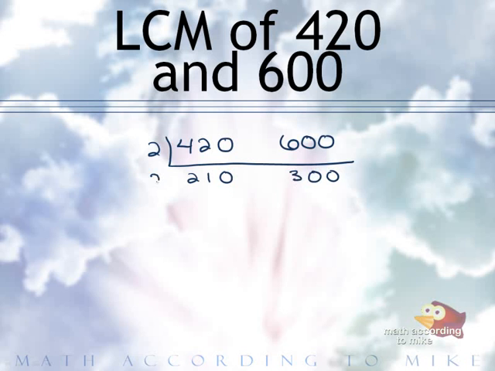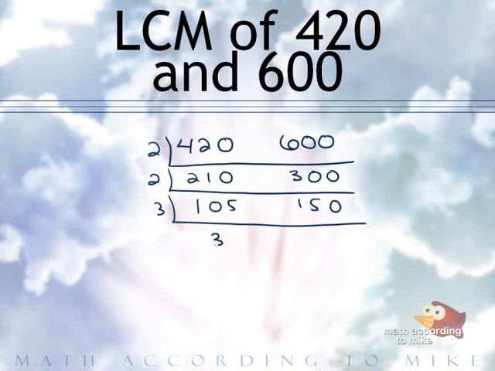Then we can pull out another 2 because they're both even. This is fun. Then they're no longer even, so we can do 3. And then we can say 5. And we'd be left with 7 and 10. And we would stop here because 7 and 10 are relatively prime.